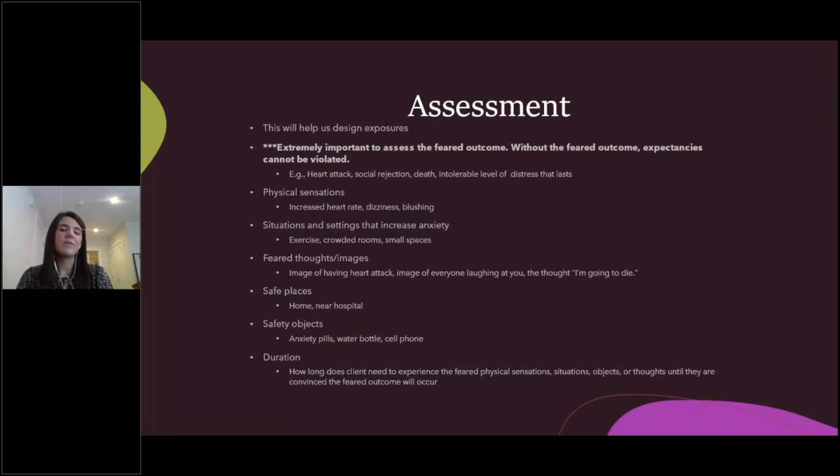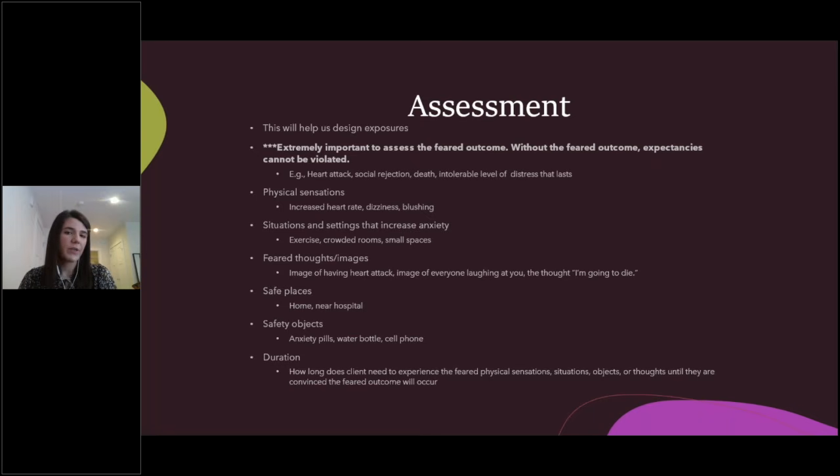And sometimes someone will just be able to articulate that an intolerable level of distress is the feared outcome. So like, I'm going to experience so much anxiety that I won't be able to function, and that anxiety is going to last the whole entire day. And if that's the feared outcome, that's okay. It may not be something like a heart attack or social rejection or a dog bite. It might be that there's just this really intense level of distress, and that the distress is going to last forever.